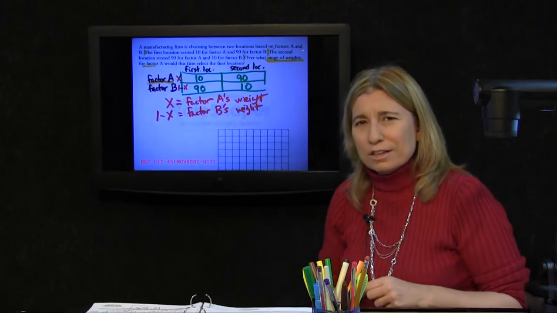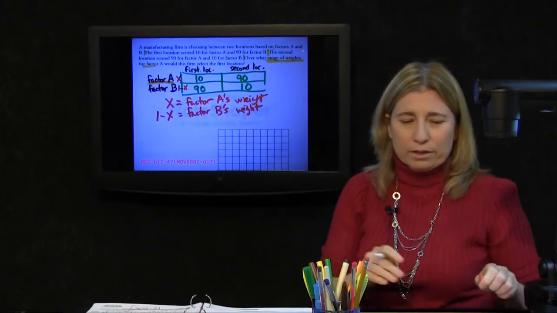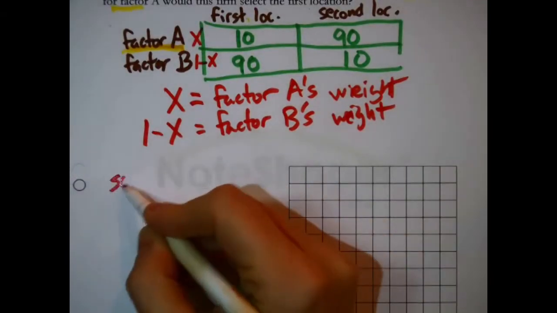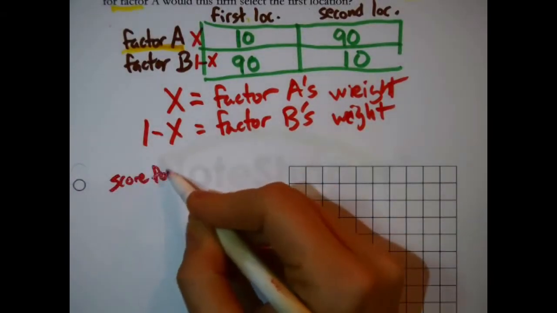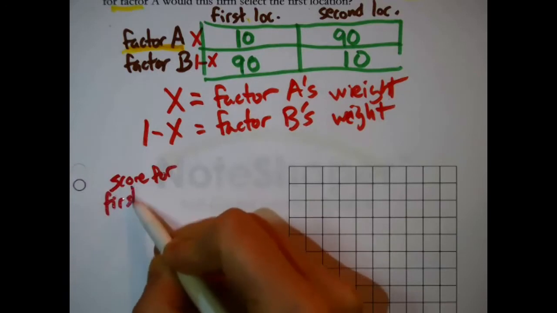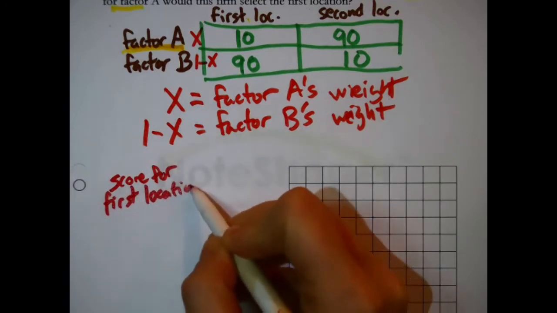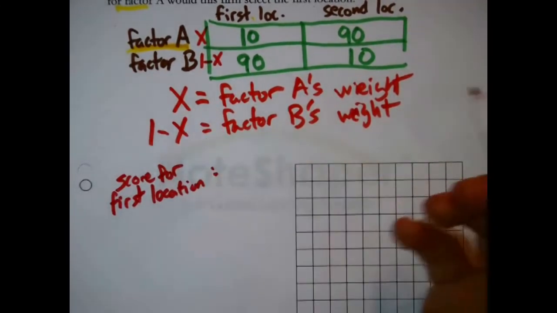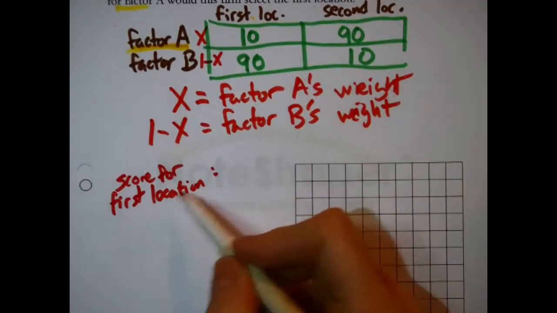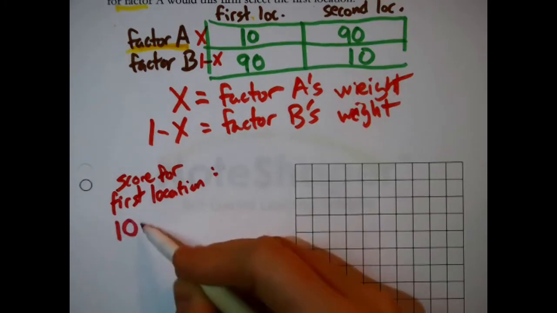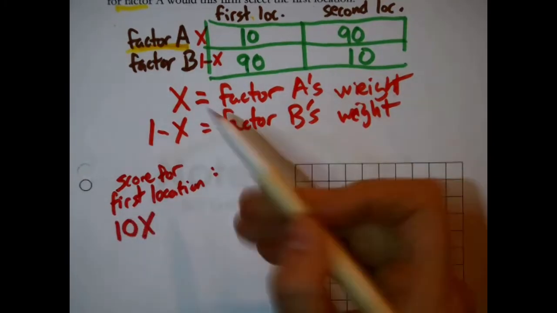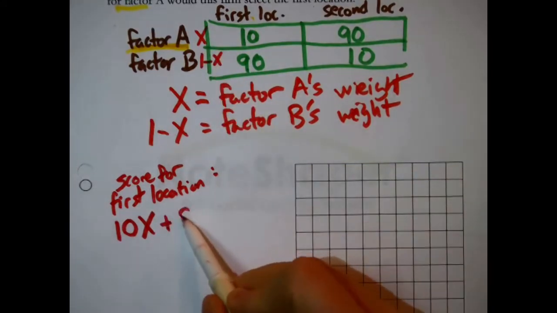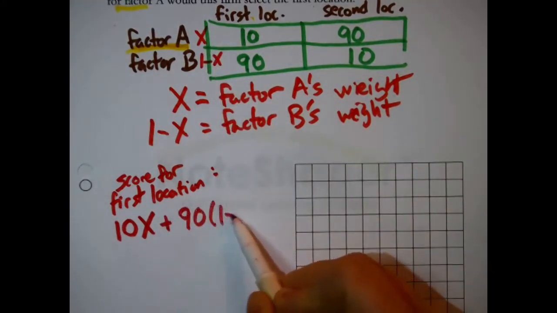we can chart this. Let's think about this. The score for first location, we don't know what the weight is, right? But we're saying, okay, we'll let X represent that mystery. That means the score for the first location, if you had a number for X, what would you do with it? You would say 10 times X plus 90 times 1 minus X, right?